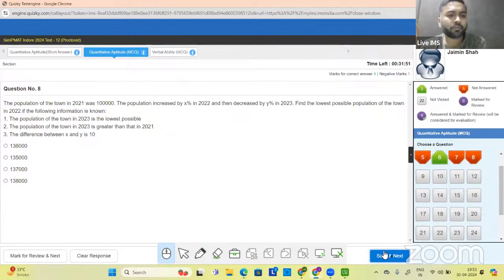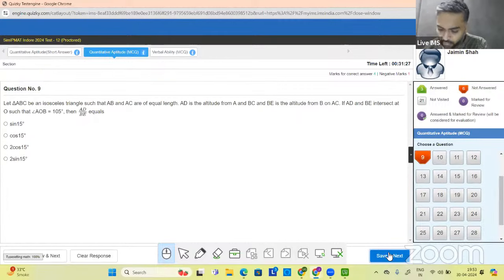The population of the town in 2021 was given. The population increased by x% in 2022 and then decreased by 5% in 2023. Find the lowest possible population of the town in 2022 if the following information is known. Lowest possible greater than, let's do it later.